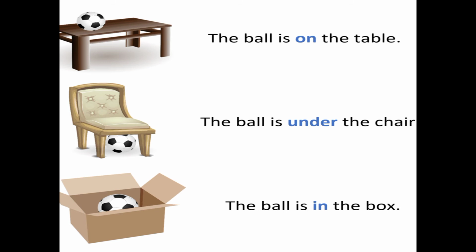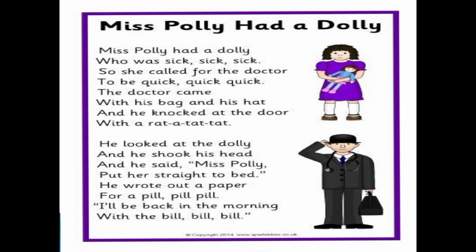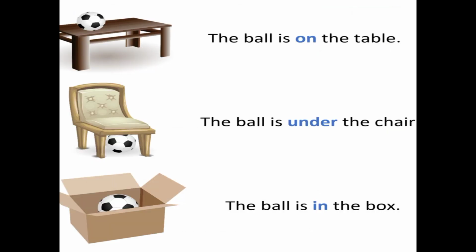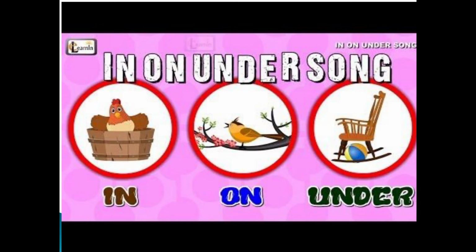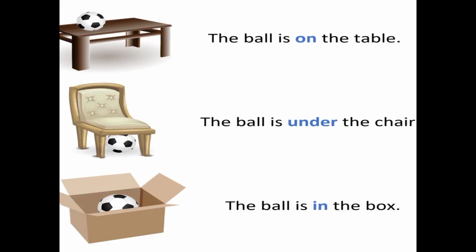Again, I have shown some pictures. In these pictures, you can clear your concept of prepositions. In the first picture, the ball is on. The highlighting preposition is on the table. In the next picture, the ball is under the chair. In the next picture, the ball is in the box.